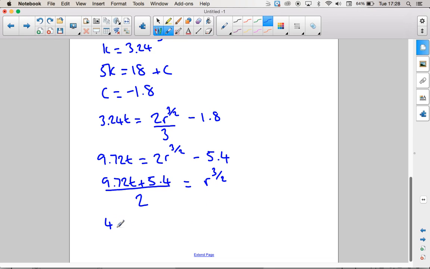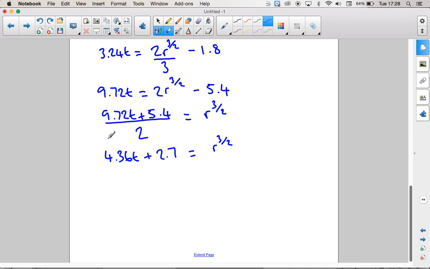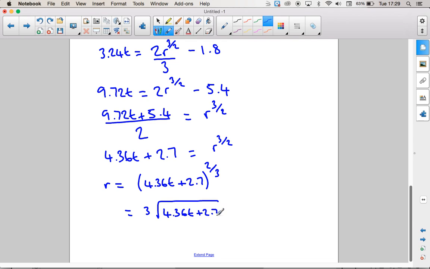Which gives me 4.36t plus 2.7 equals r to the 3 over 2. So if I raise this to the power of 2/3, that will be what r equals. So 4.36t plus 2.7 to the power of 2/3. Or you could write it as the cube root of all of that, squared. Doesn't matter.